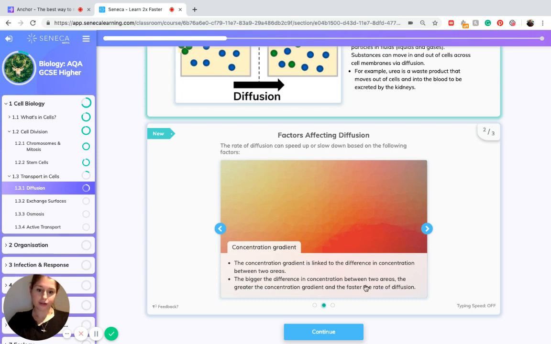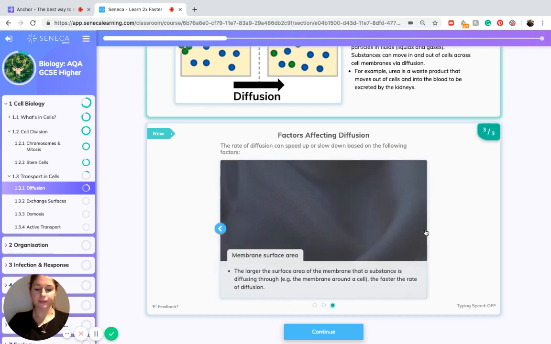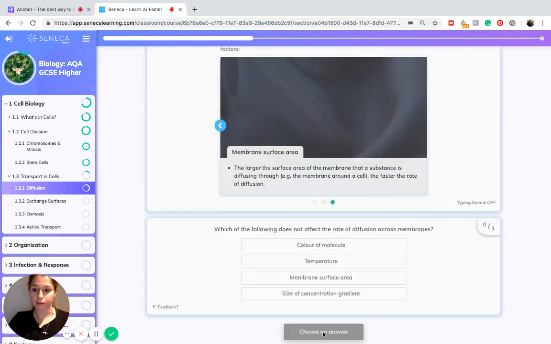The bigger the difference in concentration between two areas, the greater the concentration gradient and the faster the rate of diffusion. And finally, membrane surface area. The larger the surface area of the membrane that a substance is diffusing through, for example, the membrane around a cell, the faster the rate of diffusion. This is quite easy to understand as it's simply that there's more space for all the particles to go through, so they'll go through more quickly.